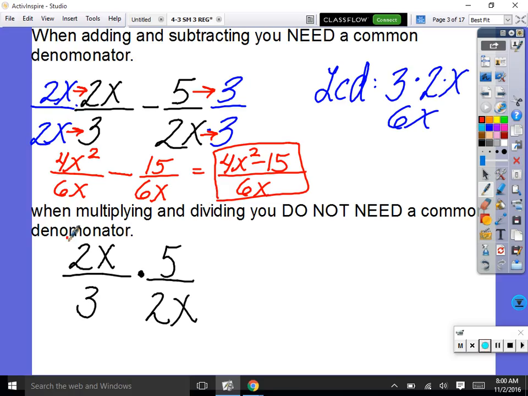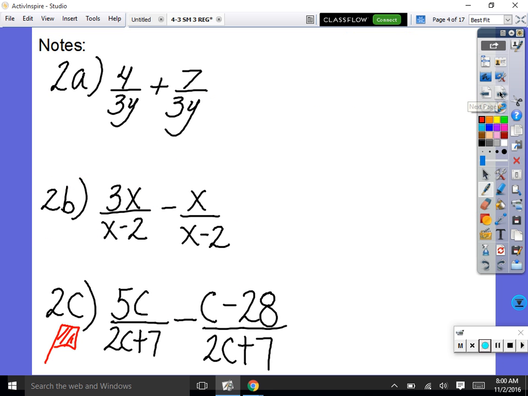Can't we divide it out first? So what would we divide out? 2x and 2x, which would become 1s. So this would simplify to be 5/3. Is everybody comfortable with that? Multiplication versus addition. Do not get a common denominator with multiplication.